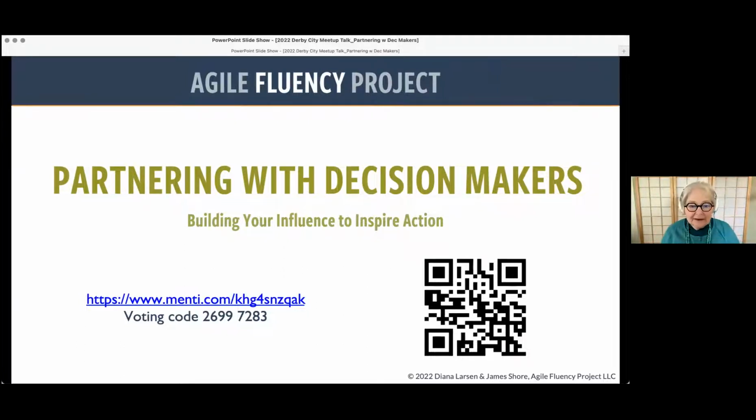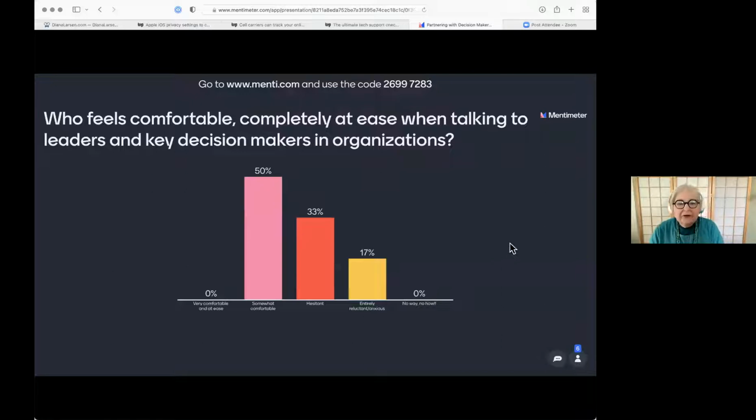So let's get going. If you can pop over to mentimeter.com, I'm going to stop my share here and start my share there. Who feels comfortable, completely at ease when talking to leaders and decision makers? Anybody who has budget to make things happen, anybody who has the kind of social clout or title clout in an organization to make things happen. We're talking about those kind of folks.